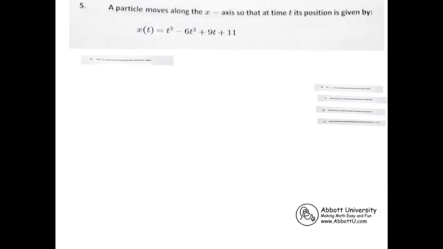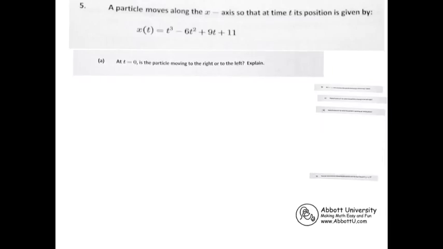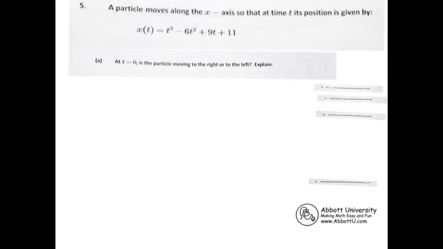First question: at t equals 0, is the particle moving to the right or to the left? And then explain. The original function lets you know the position of the particle at any given moment in time. This, however, is asking about the direction that the particle is moving, whether it's moving right or moving left.